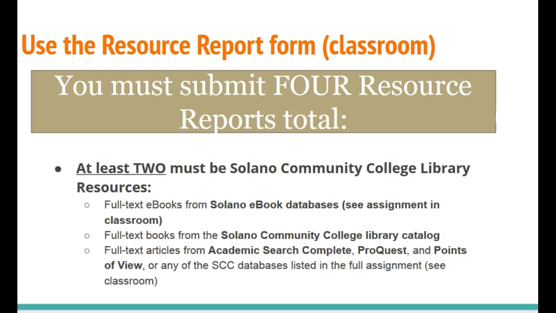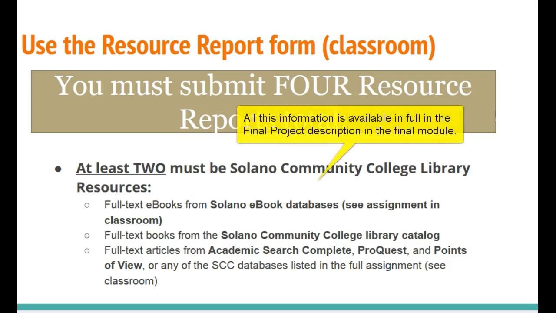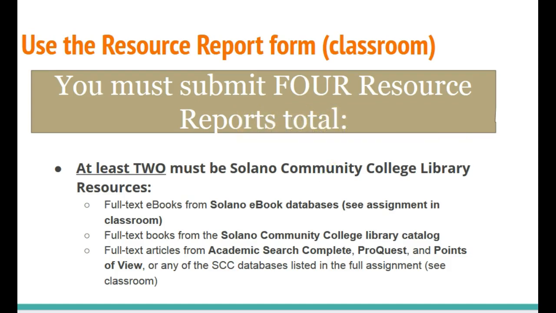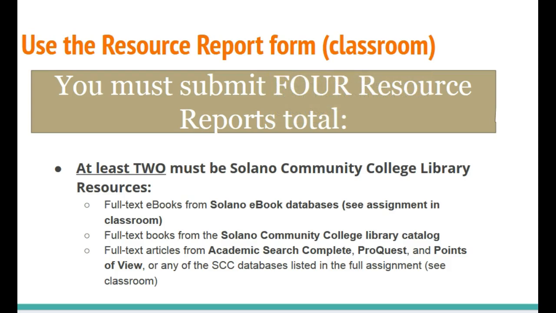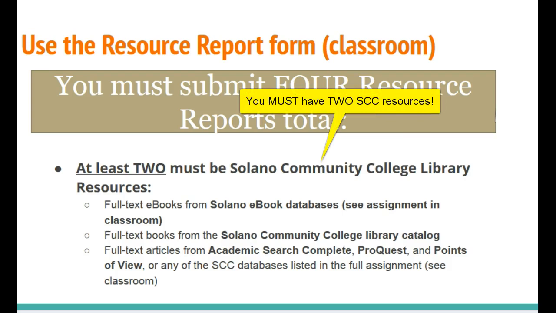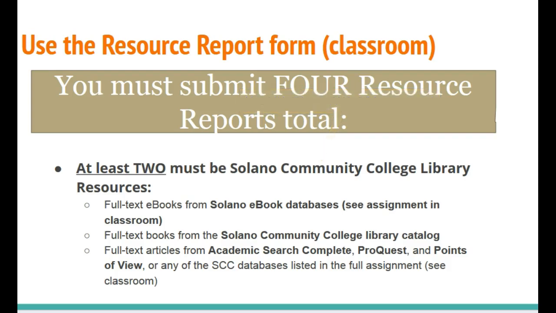So you must submit 4 resource reports total, and at least 2 of those must be from the Solano Community College Library databases or the library catalog. Since this is your LR10 project, you need to show me that you know how to locate high-quality college-level resources using the tools that we've been learning about in class. So that means 2 of your resources that you use to write your English paper should be from the library. That could be full-text ebooks from the ebook databases, full-text books from the library catalog. That means you actually physically go to the library and you use a book.